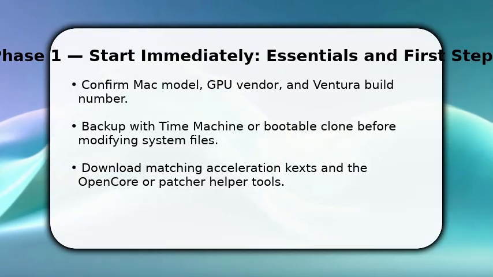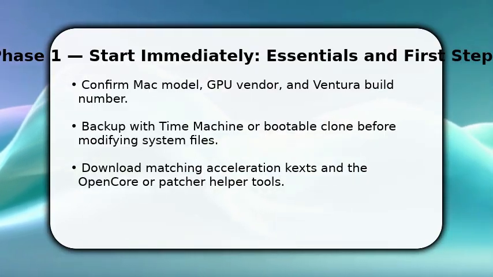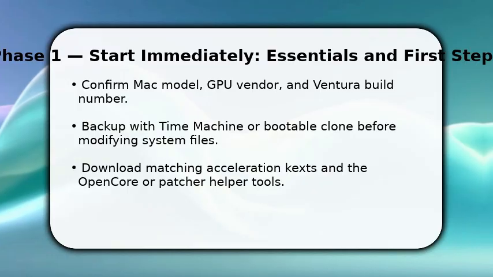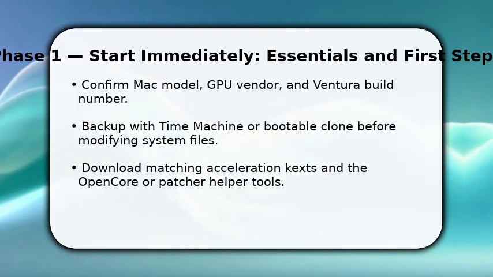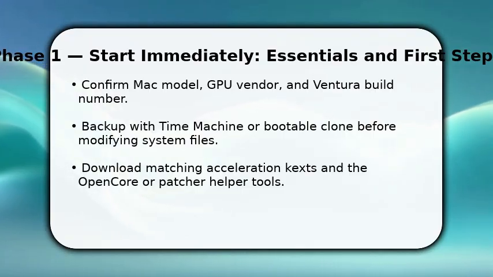You start by verifying your exact Mac model and GPU. This matters because drivers differ across chips. Once confirmed, make a full backup. Do not skip this. Next, obtain the specific kexts and the patch helper that match Ventura. You need compatible versions. You'll also enable SIP partial mode later, so note that now.